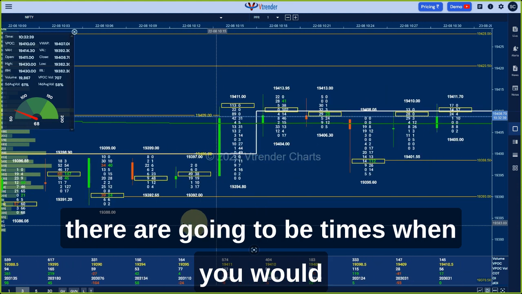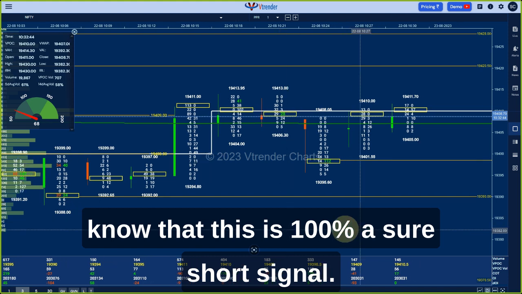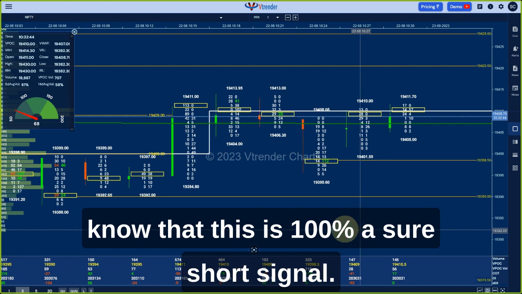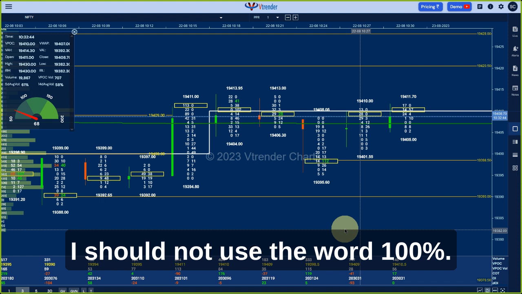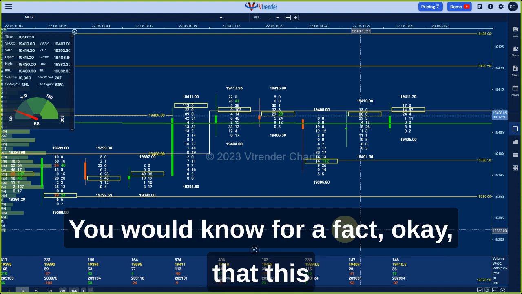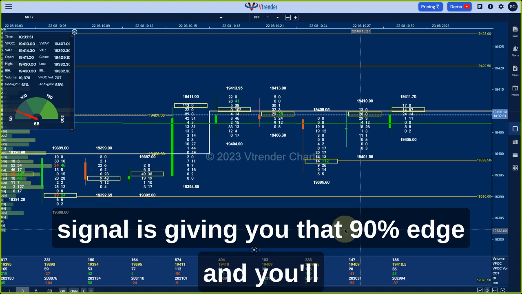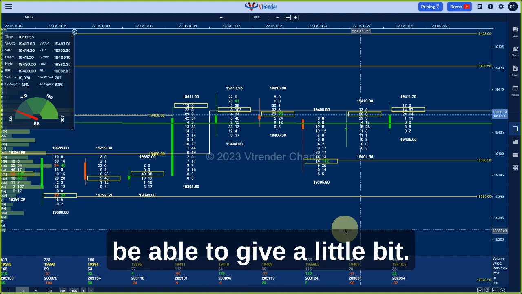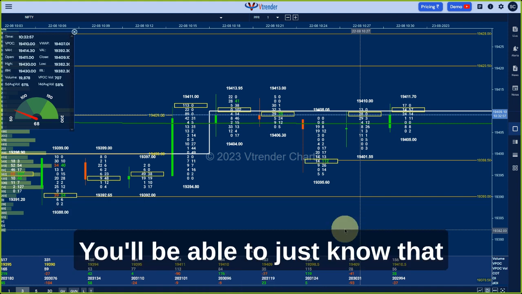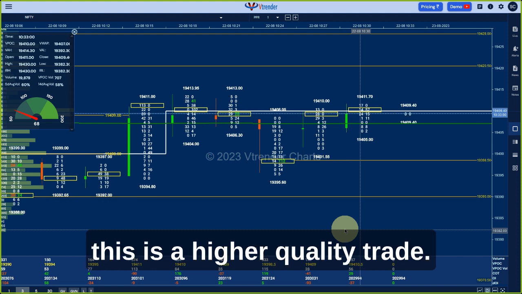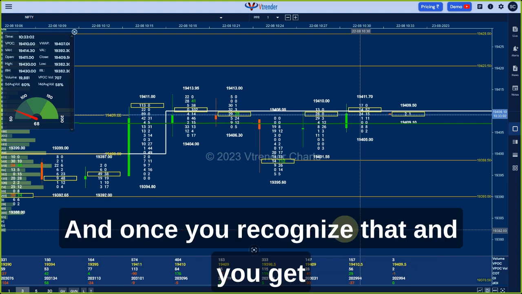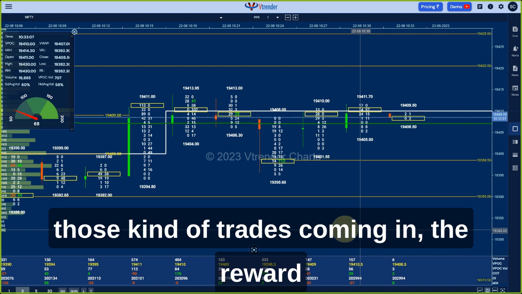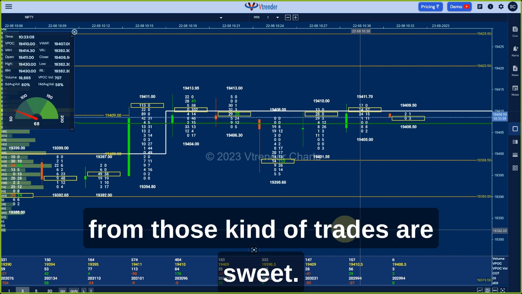when you would know that this is a 100% sure short signal, or I should not use the word 100%. You would know for a fact that this signal is giving you a 90% edge, and you'll be able to just know that this is a higher quality trade. And once you recognize that and you get those kind of trades coming in, the reward from those kind of trades is sweet.